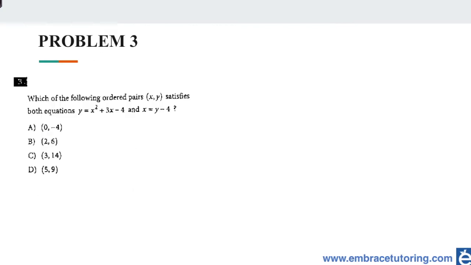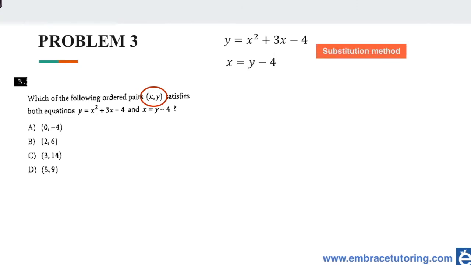Problem number three states, which of the following ordered pairs (x, y) satisfies both equations, y equals x squared plus 3x minus 4 and x equals y minus 4. Now, as I see both of these equations, and essentially what is a systems of equations problem, what I quickly notice is I can use a substitution method in order to plug in one of these variables into my top equation. And as I do this, I'm most likely going to end up solving actually for y initially, so I get y equals x plus 4. But notice also my initial is y equals x squared plus 3x minus 4. So now I'm going to set these y's equal to each other.